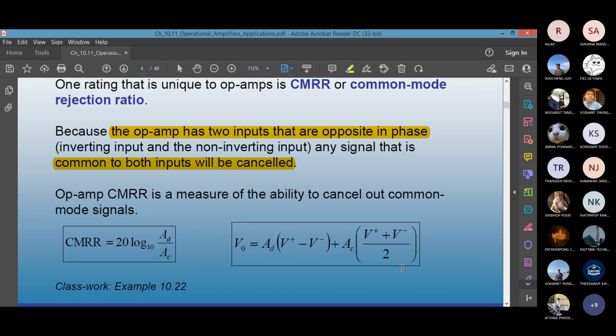I hope you can see AD times this one, which you can call VD, the differential voltage. If I give you an op-amp with, let's say, 5 volts on the positive pin and minus 2 volts on the negative pin, what will you have? 5 minus minus 2, you have 7. VD equals 7. So this is AD VD plus AC, which is the gain in common mode, times this parameter: add the voltages of the two input pins and divide by 2. This is VC, the voltage in the common mode. Vout equals AD VD plus AC VC.